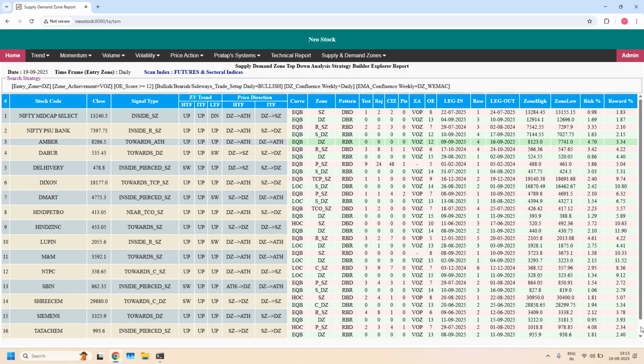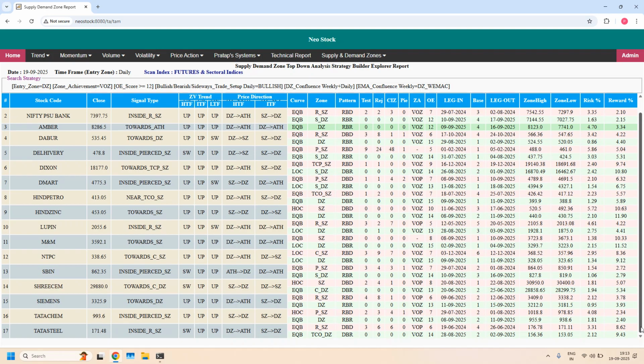I am scrolling the list down. Total 17 stocks. All the 17 stocks are having more high probability to get success, provided less than 20 checklist items are satisfied. Otherwise, higher chances of zone violation.